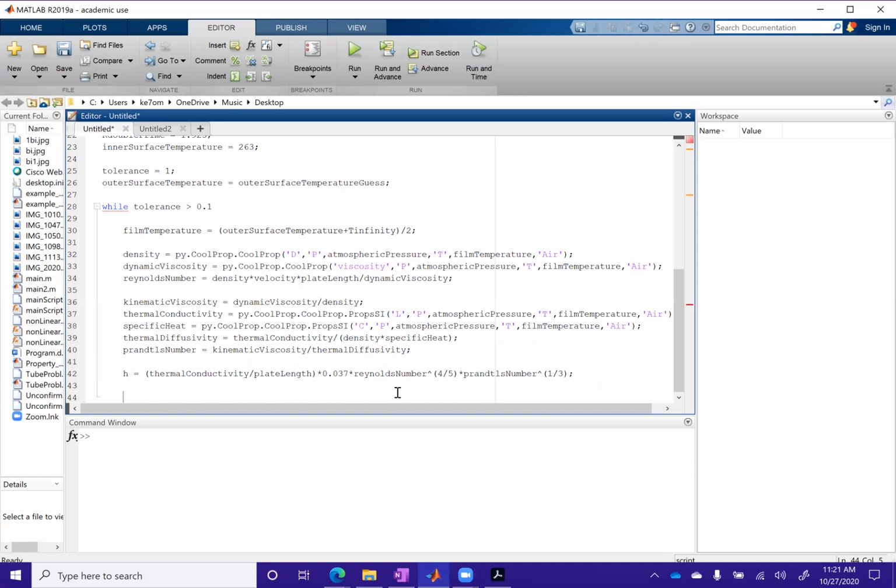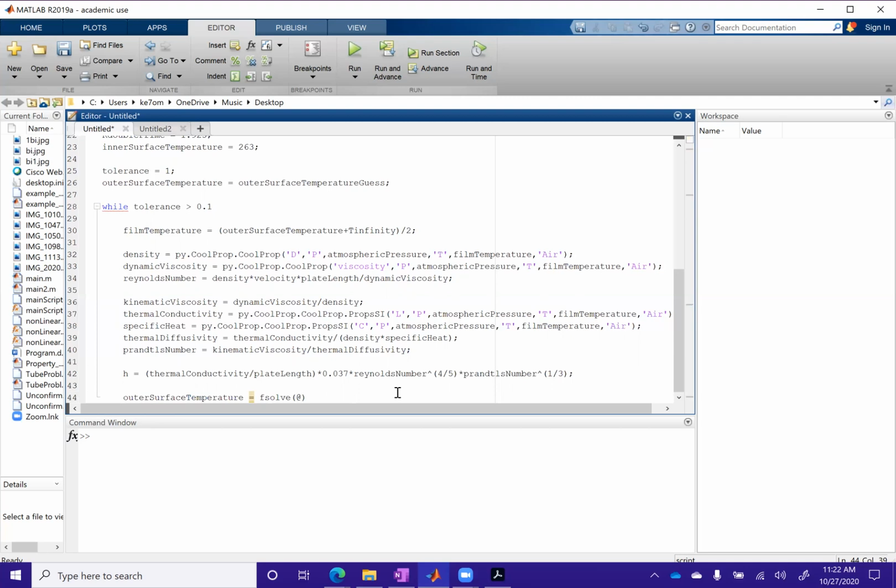Now I'm going to say my outer surface temperature is equal to. I picked this one because solving for the surface temperature is a little bit more complicated, because you have T_s naught and you have T_s naught to the 4th. So it's best to use, I think, a nonlinear solver, right? So I'm going to use fsolve.